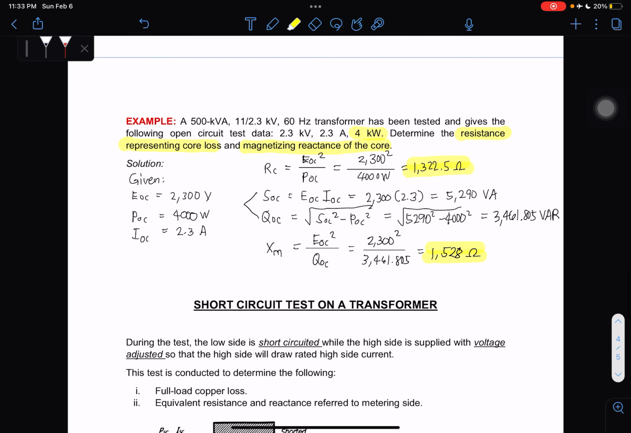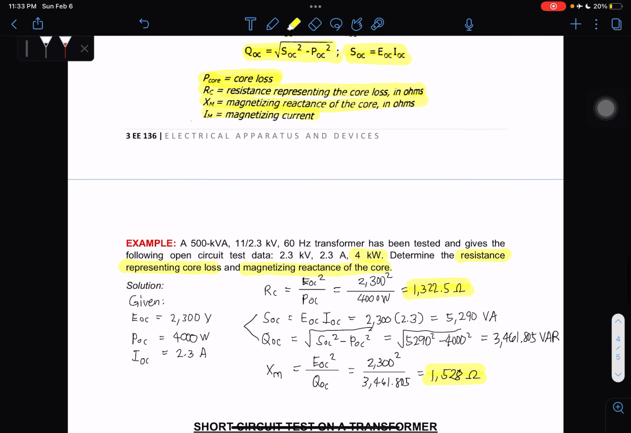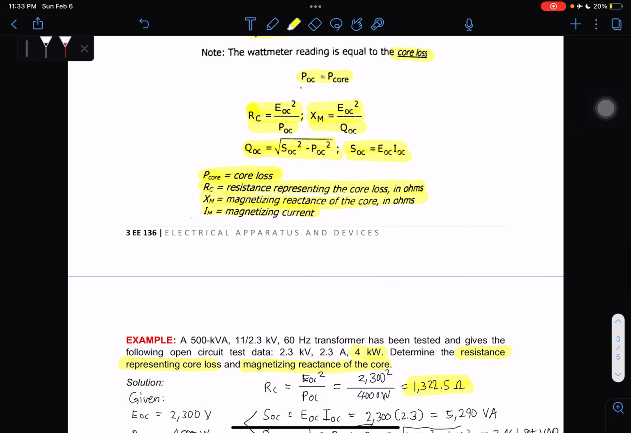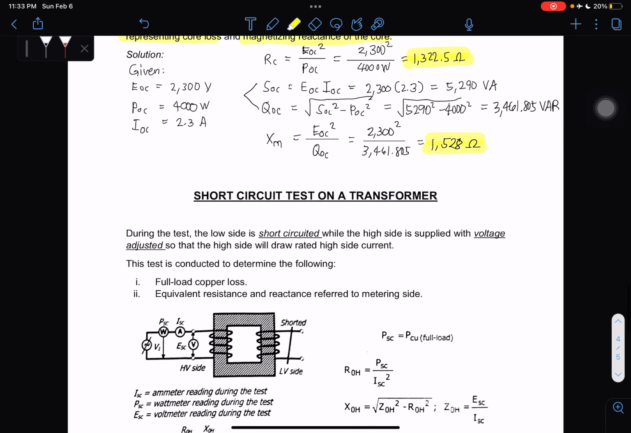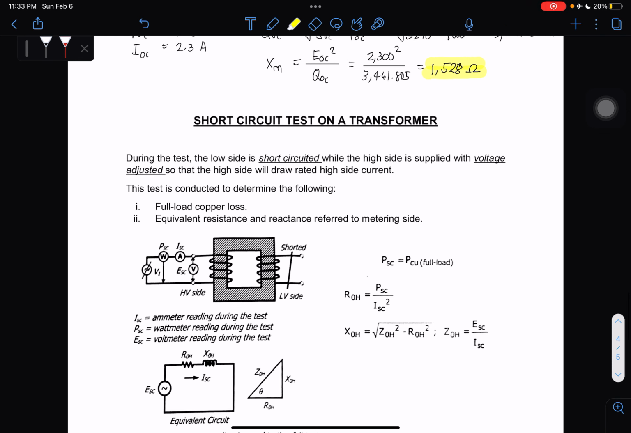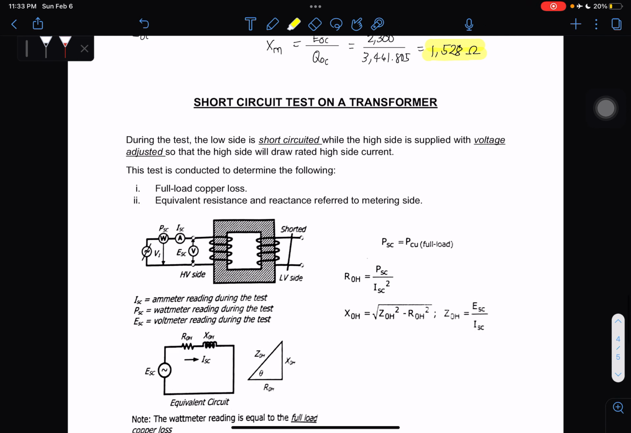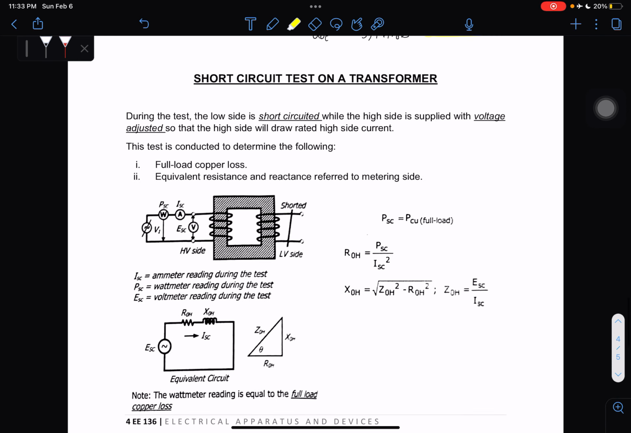Since it is formula based, the advice is to memorize the formulas above. So we are done with our open circuit test. Let's proceed to our short circuit test.